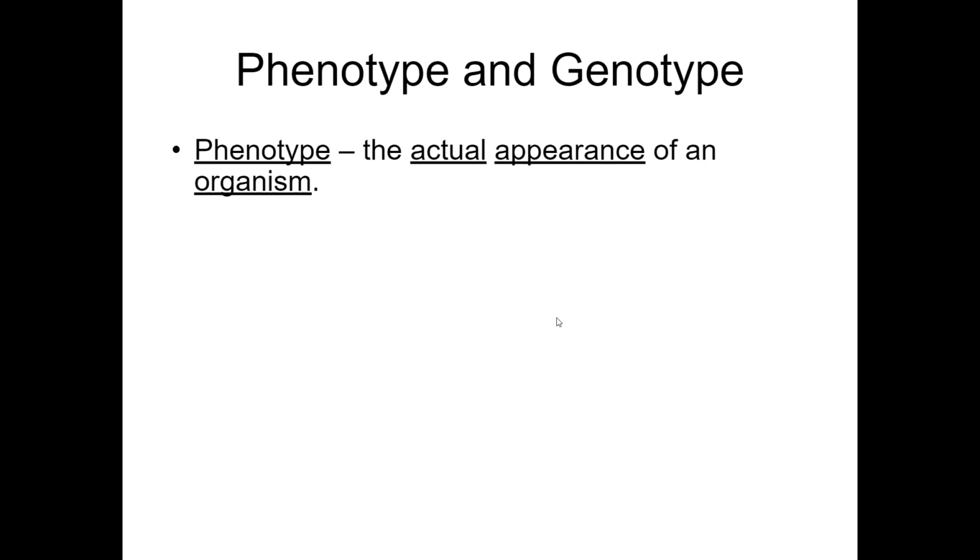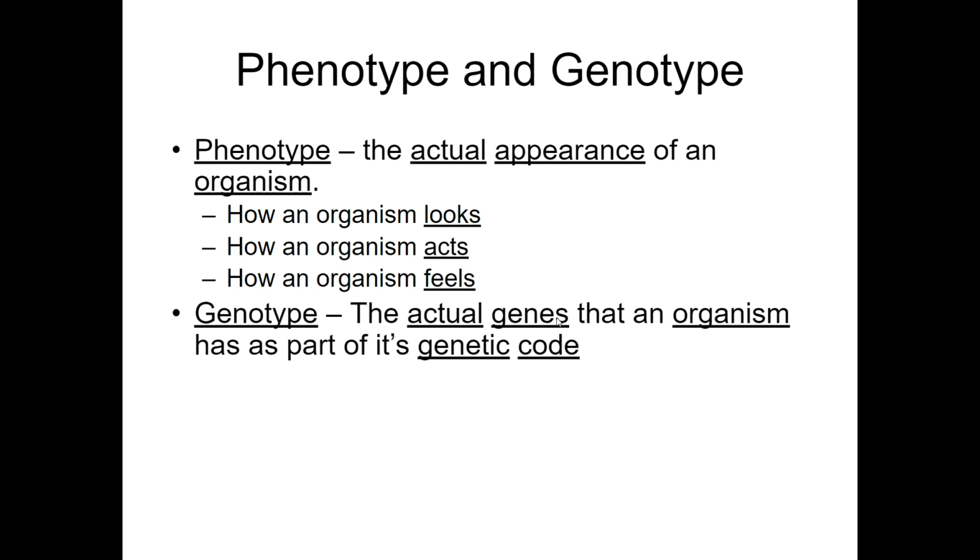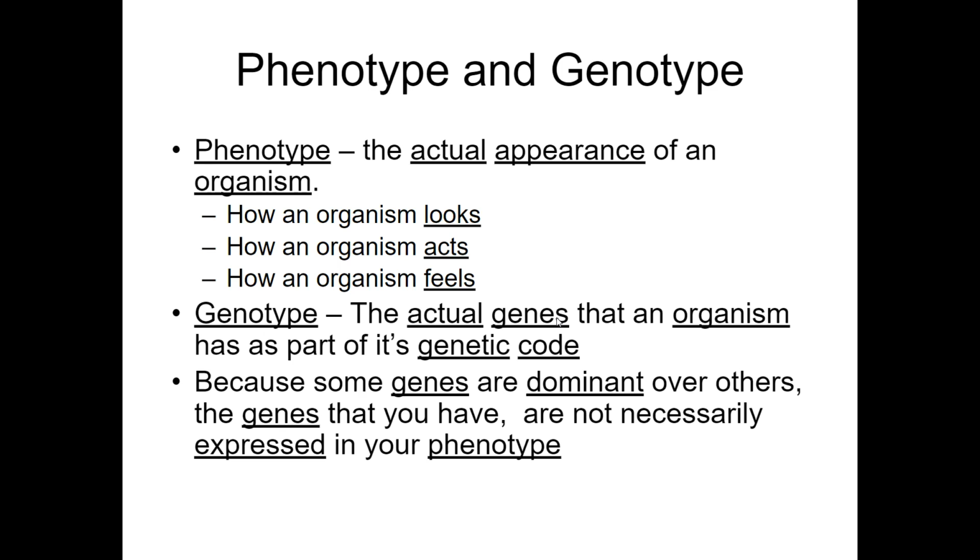So now to define phenotypes and genotypes. Phenotype is the actual appearance of the organism, what it looks like. So we're talking about how it looks, how it acts, how it feels. These are things like our hair color, eye color. It might be a genetic disorder specific to a gene. A genotype is the actual gene that an organism has as a part of the genetic code. So it's important to understand the difference between phenotype and genotype as we go through this part of the unit.